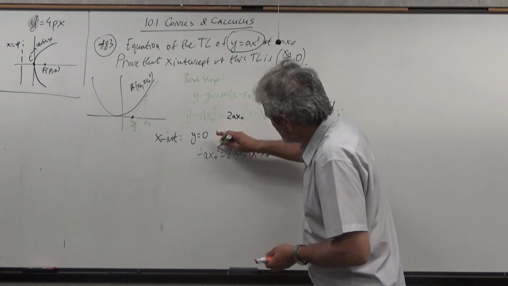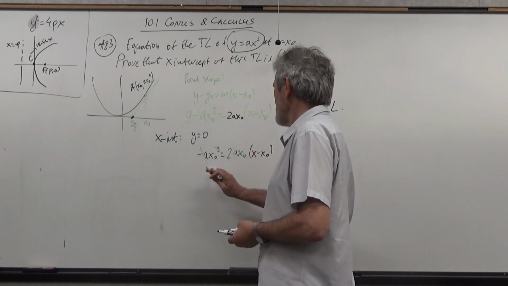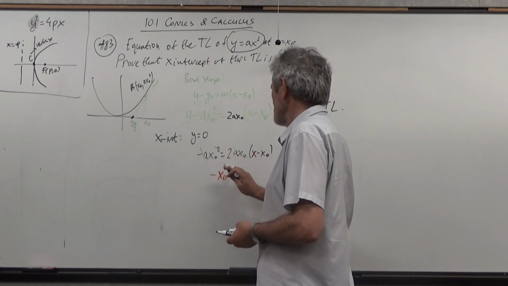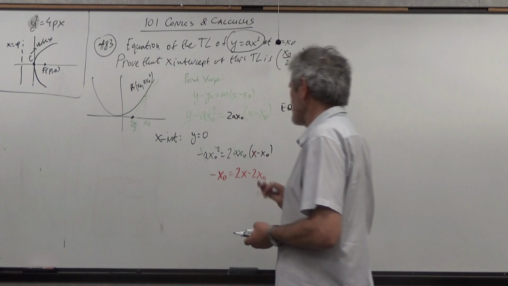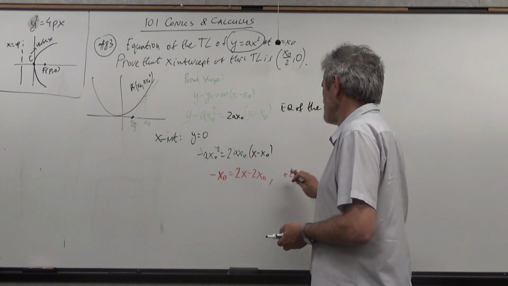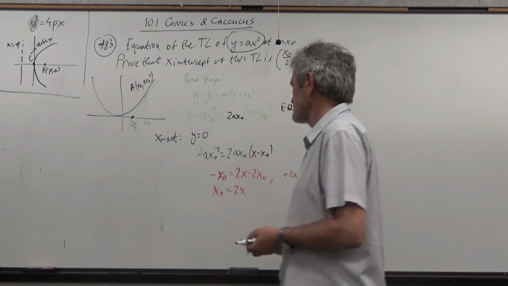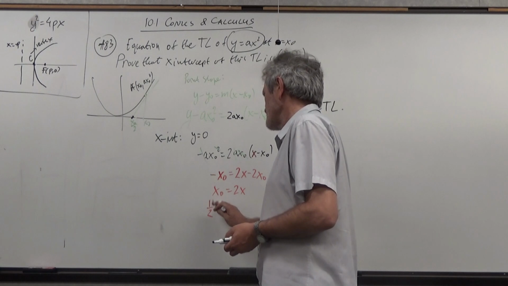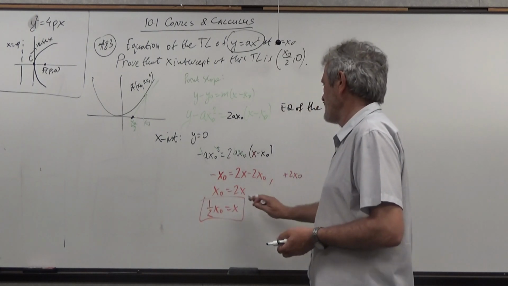One of these x0s cancels out. So what do I get here? I get the following: minus x0 equals 2x minus 2x. Then I add 2x0s to both sides. So I get x0 equals 2x. So 1/2 x0 equals 2x. That's exactly our x-intercept.